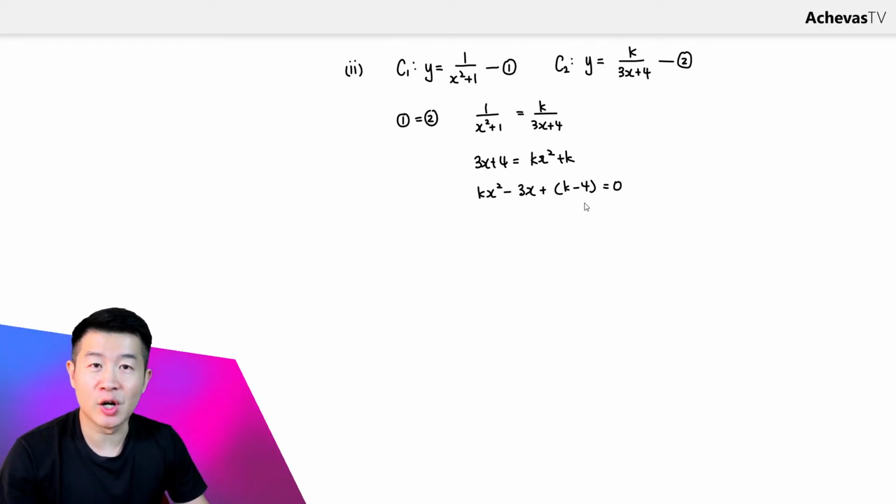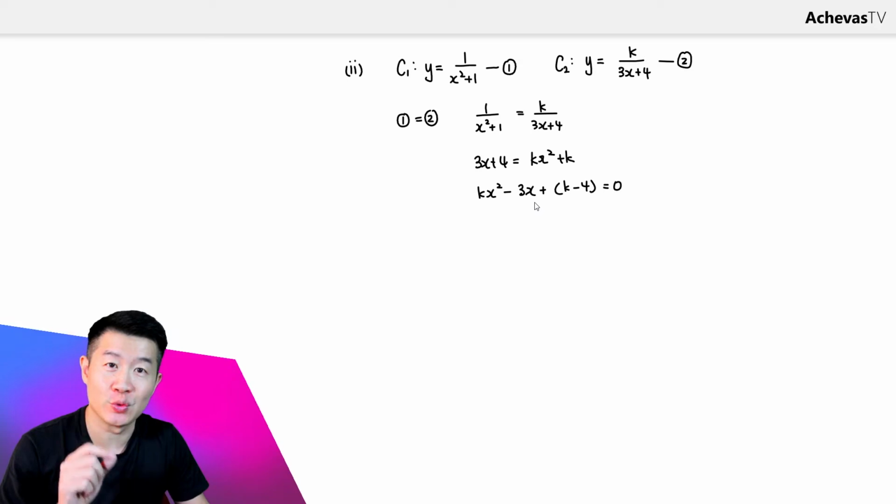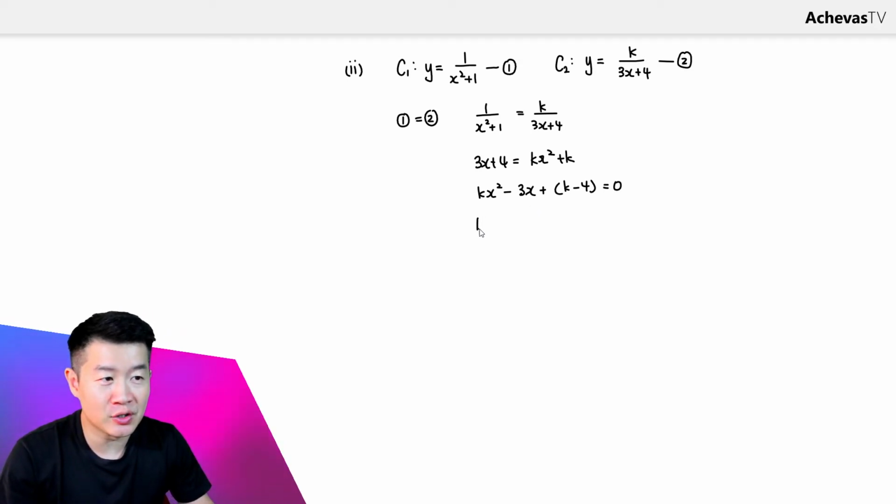So we now derive a quadratic equation, and according to the question, since these curves C1 and C2 are going to experience intersections, that means that this quadratic equation that we have derived is going to have solutions. So we're going to make use of the discriminant. In fact, I'm going to let the discriminant be bigger or equal to 0 so that I will have solutions to this quadratic equation.